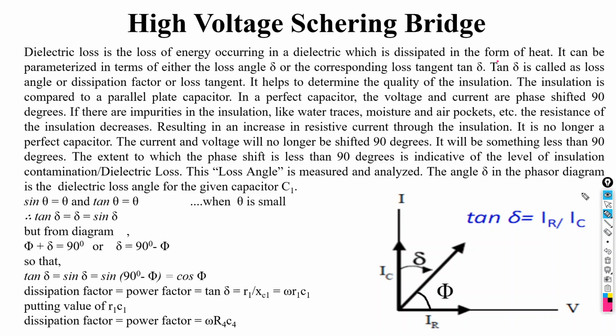It helps to determine the quality of the insulation. The insulation is compared to a parallel plate capacitor. In a perfect capacitor, the voltage and current are phase shifted by 90 degrees.